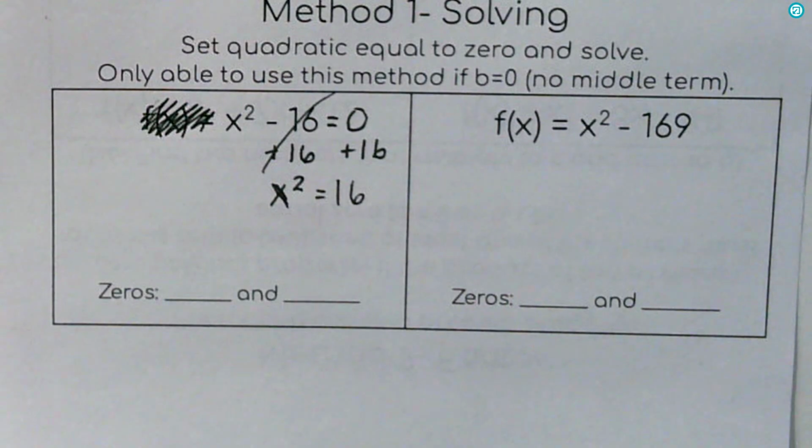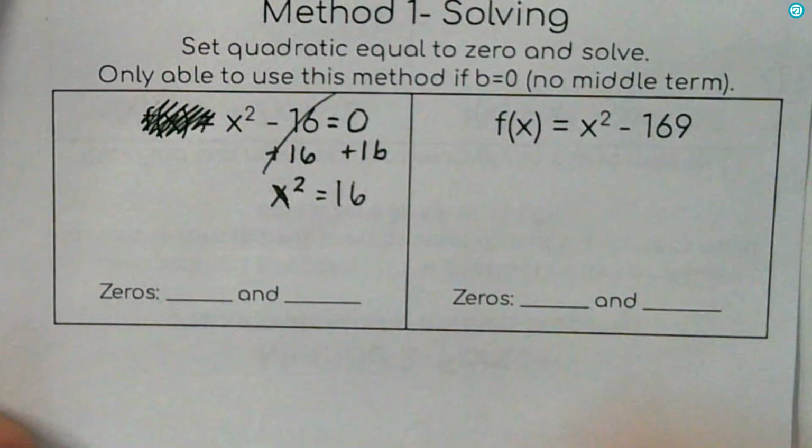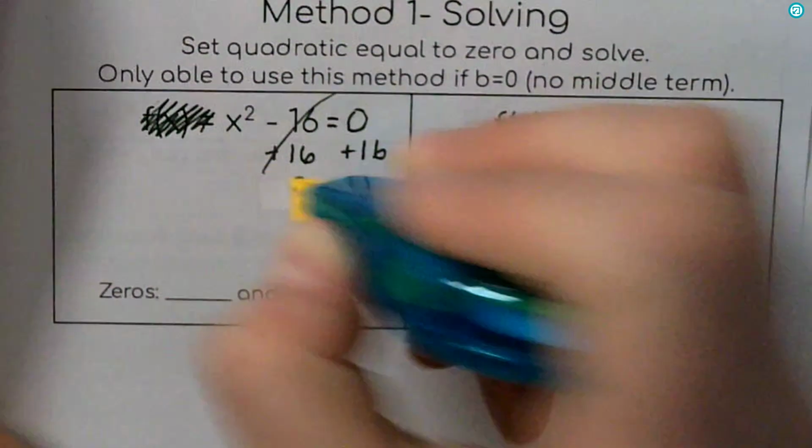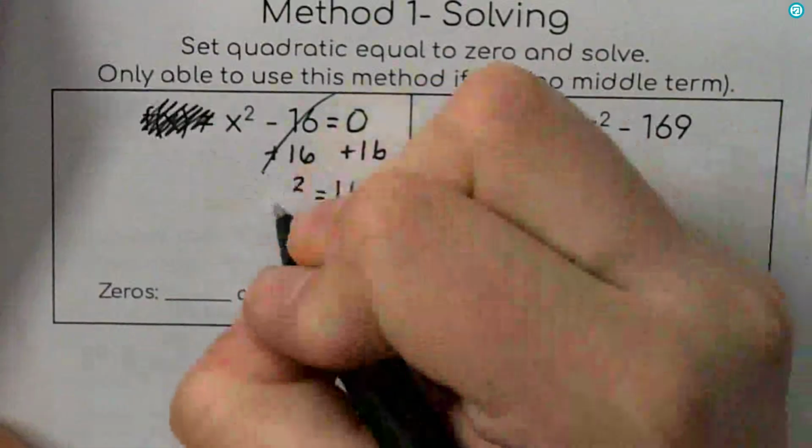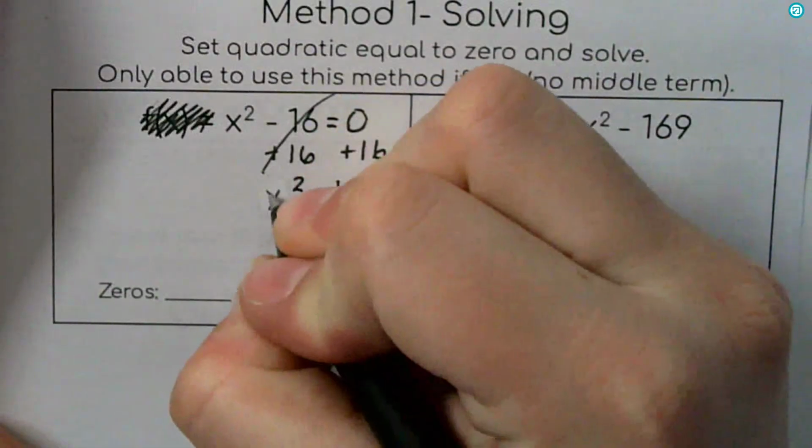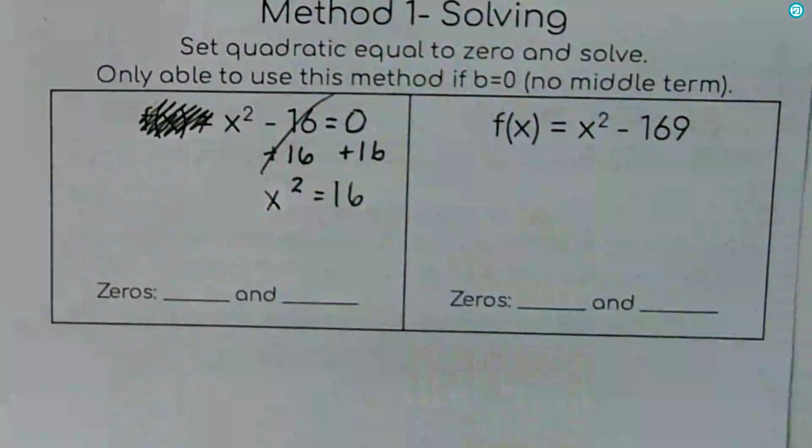Then we're trying to get x by itself. What is keeping x from being by itself? The squared, the exponent. What is the opposite of squaring something? Square root. So the opposite of squaring something is square rooting it.